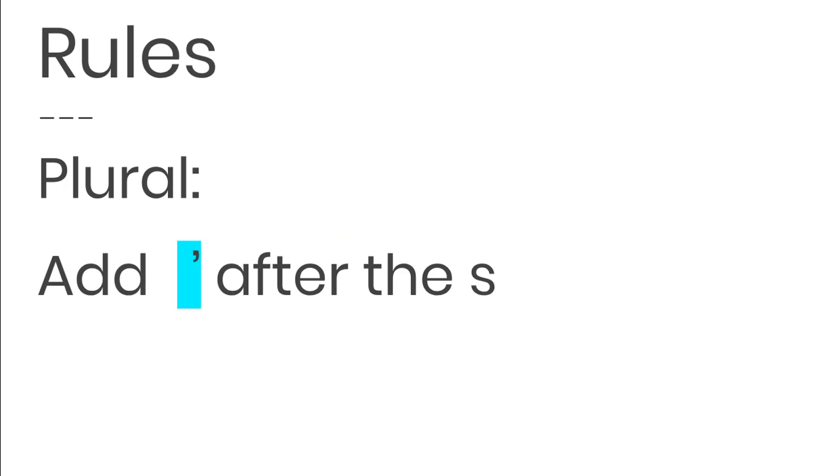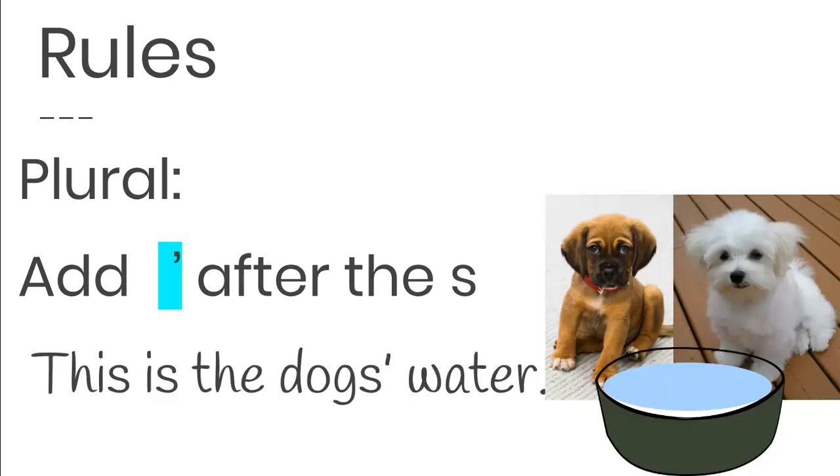When the subject of the sentence is plural, then we add the apostrophe after the S. So in this example, we now have two cute puppies or two cute dogs, and we have one bowl of water. So we can say this is the dogs' water. Notice that after the subject dogs, we added an apostrophe.